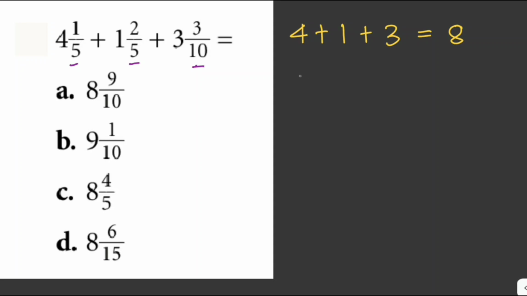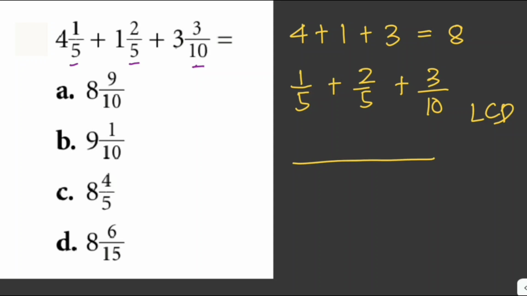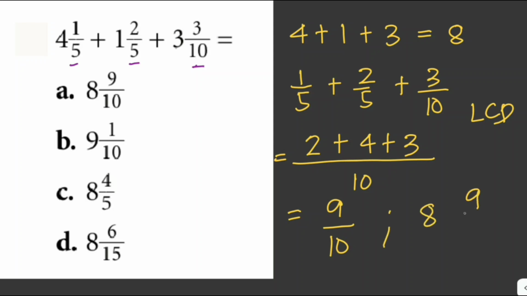And now we can add 1/5 plus 2/5 plus 3/10. So how are we going to do this? We get the LCD, the common denominator. The lowest number that can be divided by 10 and 5 is just 10. So that would be 10 divided by 5 is 2, 2 times 1 is 2, plus 10 divided by 5 is 2, times 2 is 4, plus 3. So this is just equal to 9/10. Therefore, our answer is 8 and 9/10. So we just combine 8 to the fraction here, which is 9/10. So the answer here is letter A.